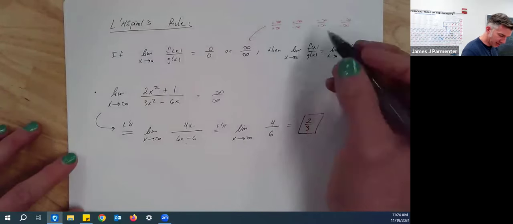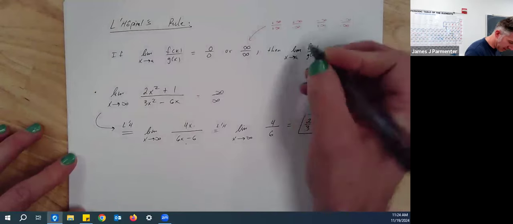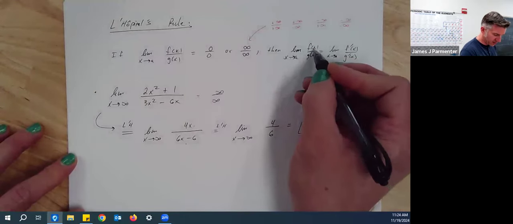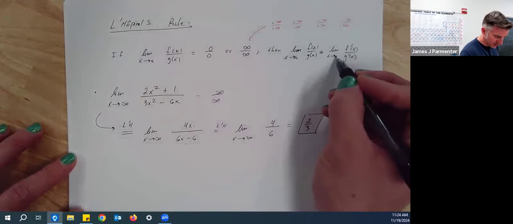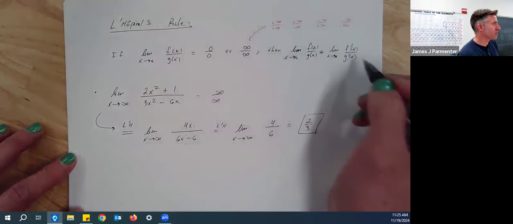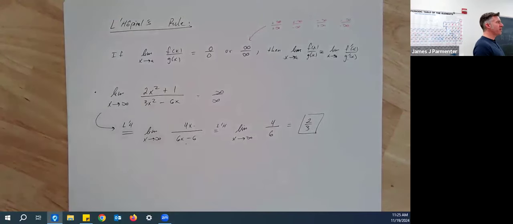This says the limit as x approaches a of f of x over g of x equals the limit as x approaches a of f prime of x over g prime of x. Okay, we're approaching the same thing, it's just now it's of the derivative of f over the derivative of g instead of f over g.